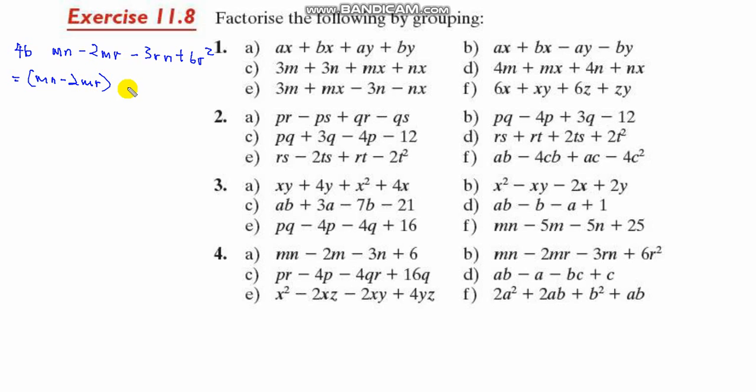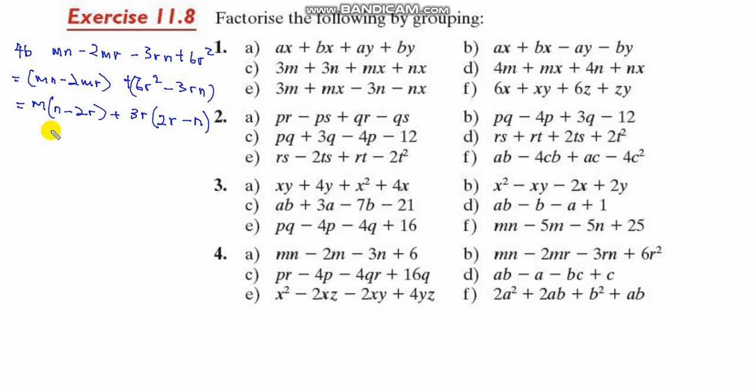Okay. Let's say we put 6r squared minus 3rn. Okay. We put them into another pair. Now, from here we take out the common factor, which is m minus 2r. Okay. Now the common factor here is 3r. We end up with 2r minus n.